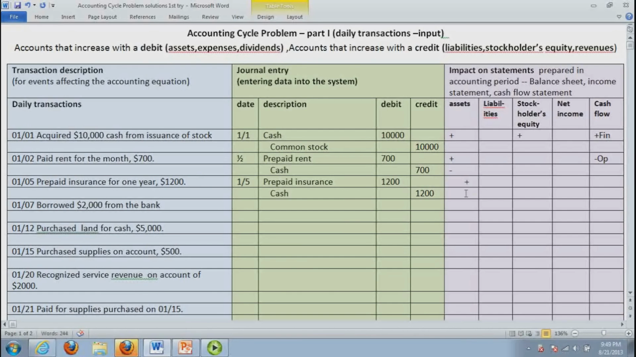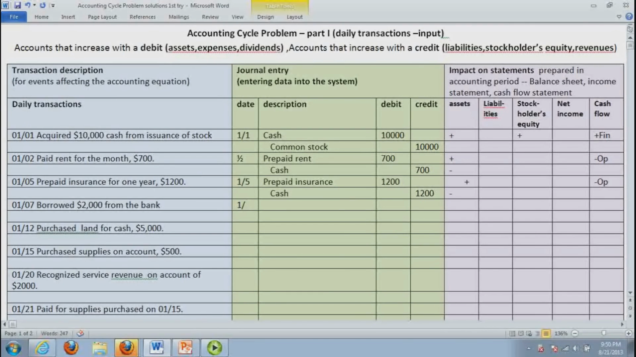So we have a positive and a negative, or just leave it blank for the assets. No liability, stockholders' equity, no impact on net income, no revenue or expense, and cash is going out. It's going to be operating. Even though it's an asset, if we paid insurance monthly, it would have been insurance expense. All revenues and expenses with cash flows would affect operations.